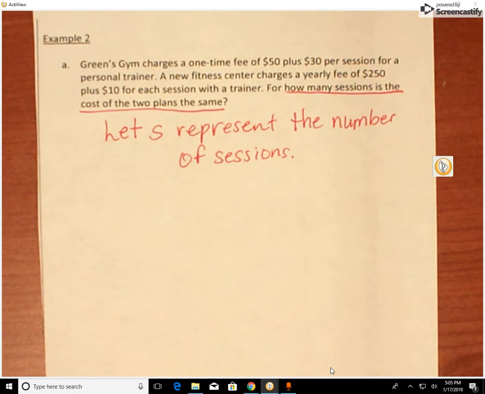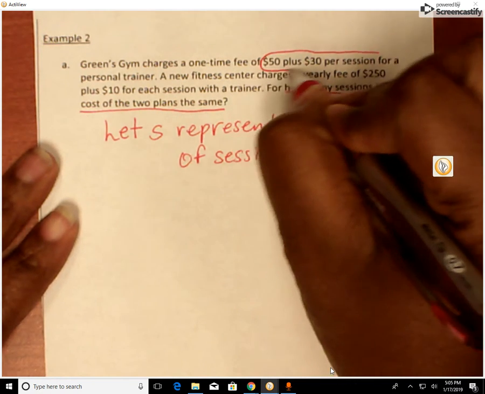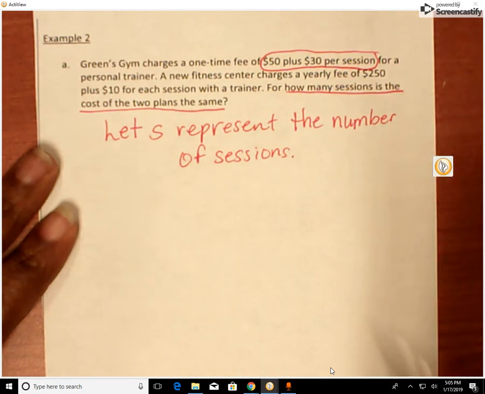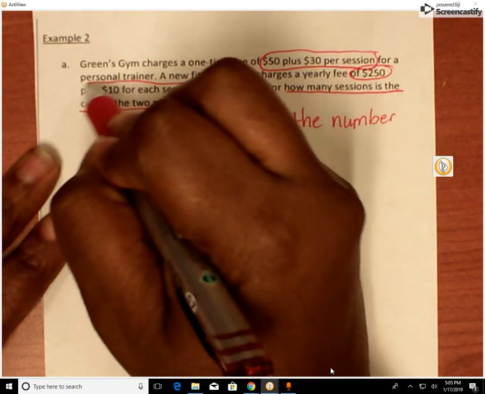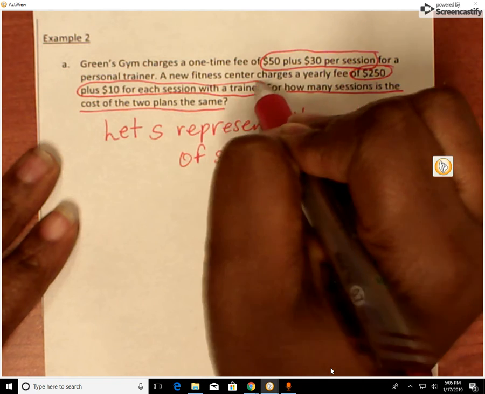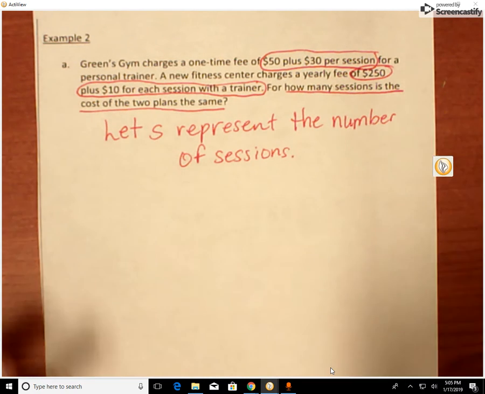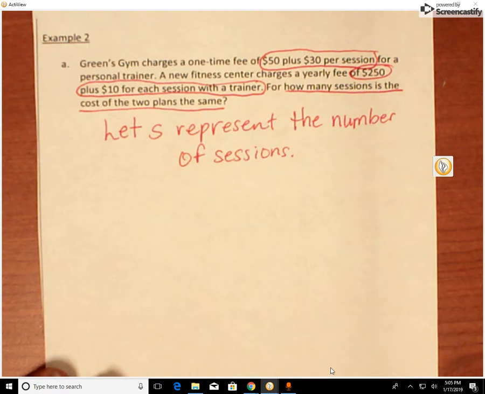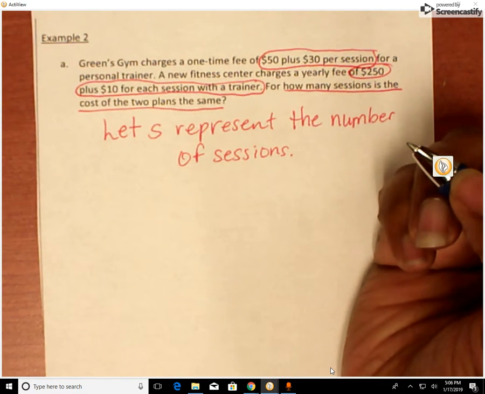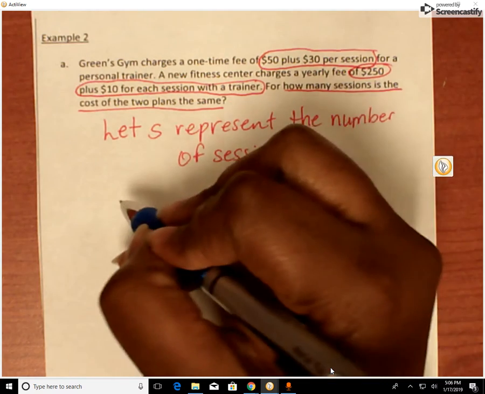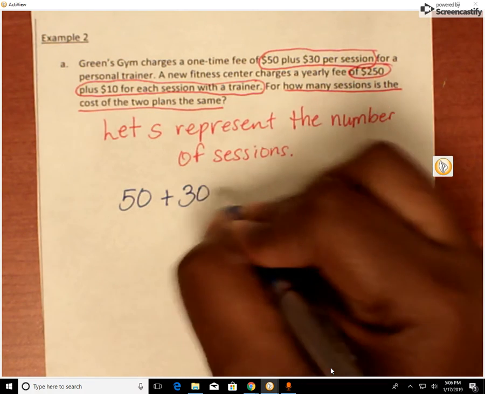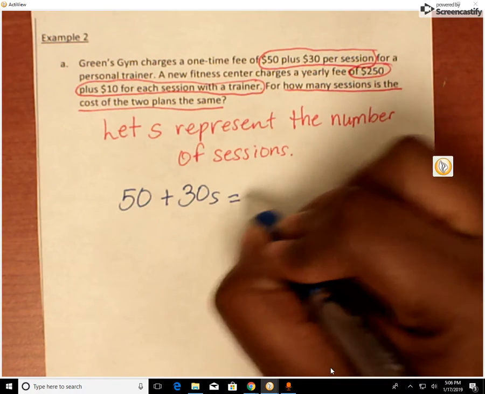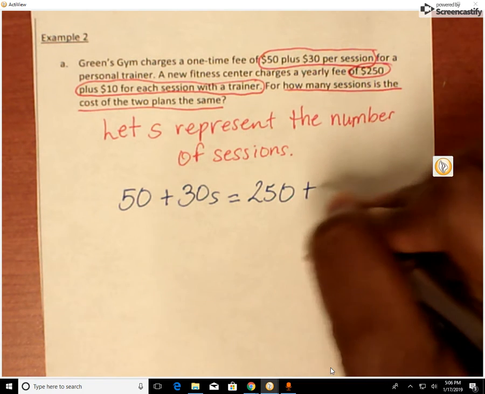Now that we defined our variable, we need to circle our important information. We need the information from each gym. The very first one, 50 plus $30 a session. And then the second one, 250 and then plus $10 a session. Okay. So now we defined our variable and we circled our important information. We can write our equation. So it says 50 plus 30S, because it's talking about sessions, equals 250 plus 10S.